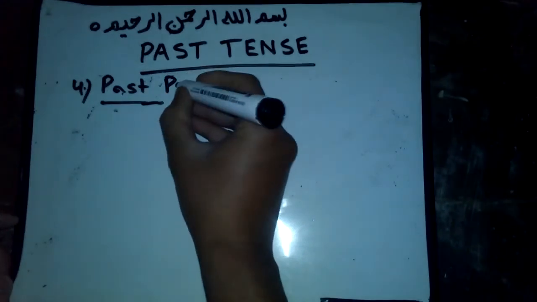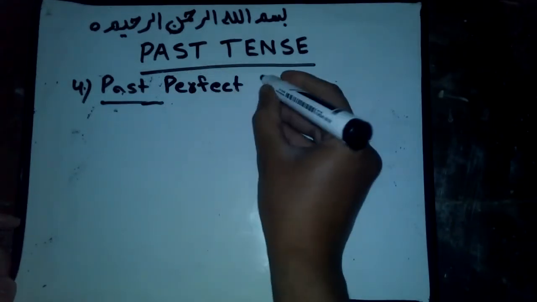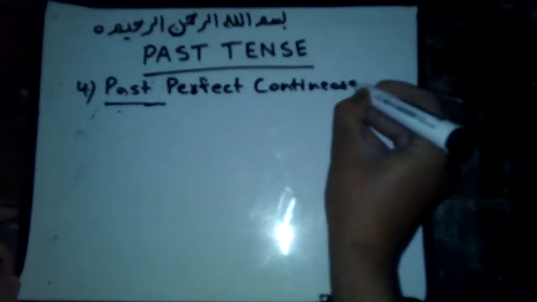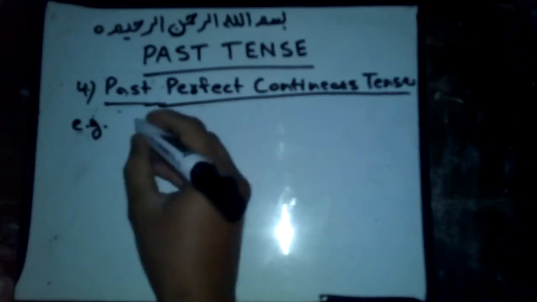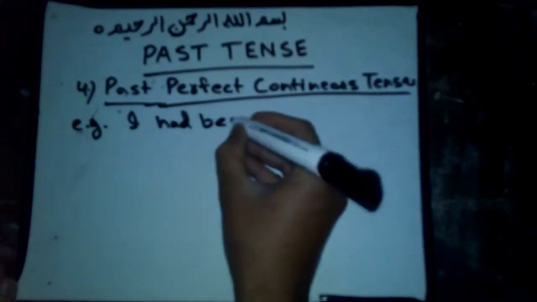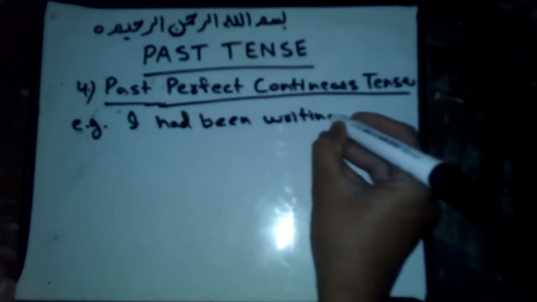Past perfect continuous tense. I had been writing a letter. I had been going to university. I had been drinking milk. In my childhood, I had been drinking milk.